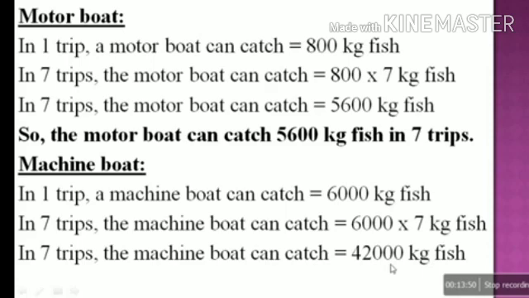We find out the quantity of fishes brought by the 4 different types of boats in 7 trips. Okay, for all these answers, we need to see the tabular column given, where it is clearly told about the fishes brought by each boat in one trip. So seeing that one trip, we want to multiply by 7 and find the required answer. Okay, so that is the problem.